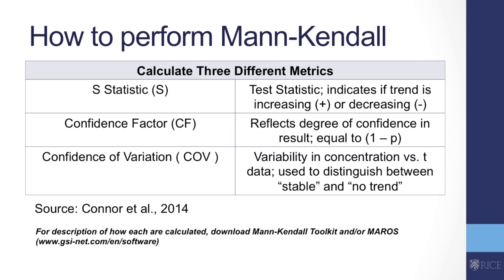Then third there is the coefficient of variation, COV. So this is the variability in concentration versus time data. And in this case, for our purposes, we're using that to determine whether there's a difference between a stable or no trend at all. Okay, and so a lot of statistics here.